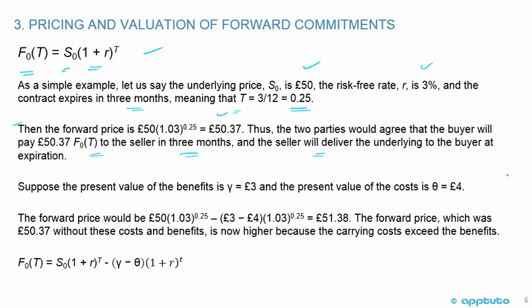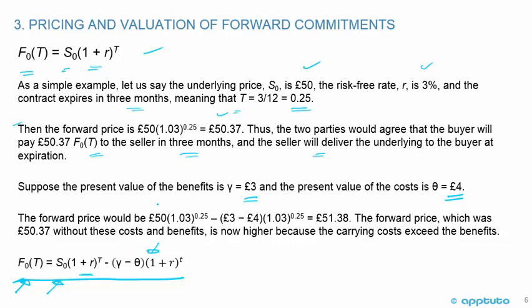buyer at expiration, okay? Now suppose the present value of the benefits is £3 and the present value of the cost is £4. So now we've got some benefits and costs. We have to now use this formula where the future price equals the spot price times 1 plus the risk-free rate to the power of t minus the benefits minus the cost, but it's the future value of the benefits minus the cost. So we're multiplying by 1 plus the risk-free rate to the power of t, okay? So you can see that's what's happening right here.